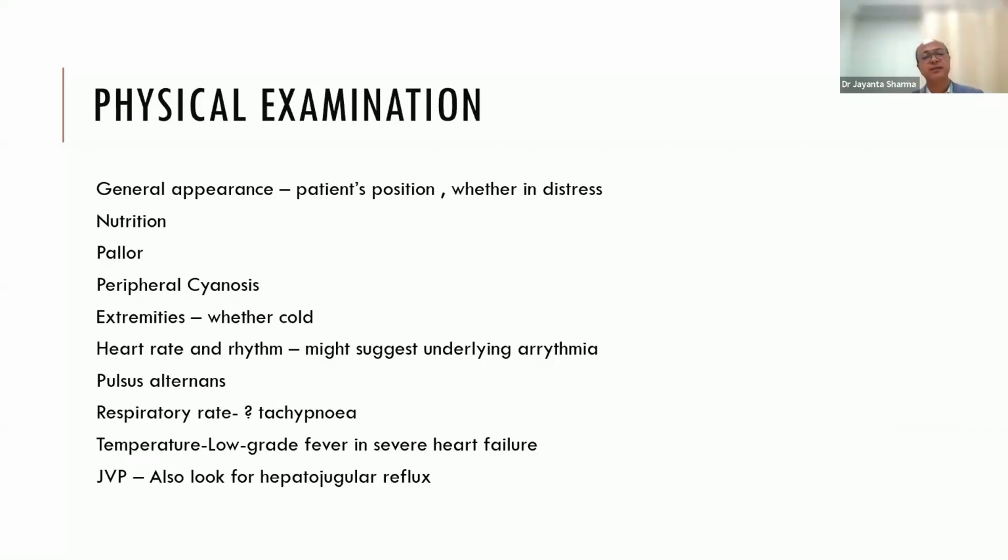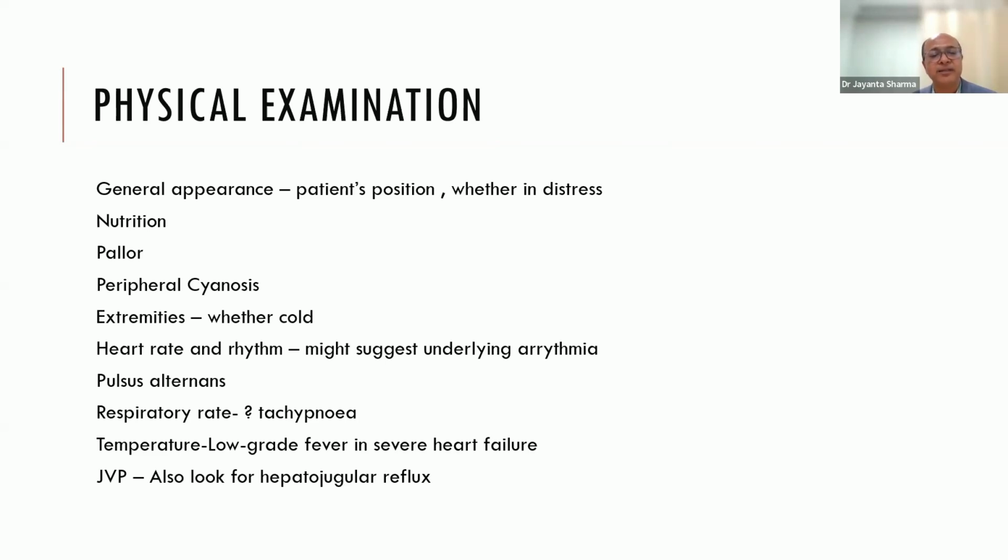Now come to the physical examination. After taking the history, just look at the patient and do some physical examination at the bedside. In general appearance, for the heart failure patient, the position should be properly set, 45 degrees or 65 degrees, whichever position the patient is comfortable in, and whether the patient is in distress. Next is his nutrition. Other things we see in all patients are pallor and whether the patient has any cyanosis or not. We have to look at the extremities, whether hot or cold.